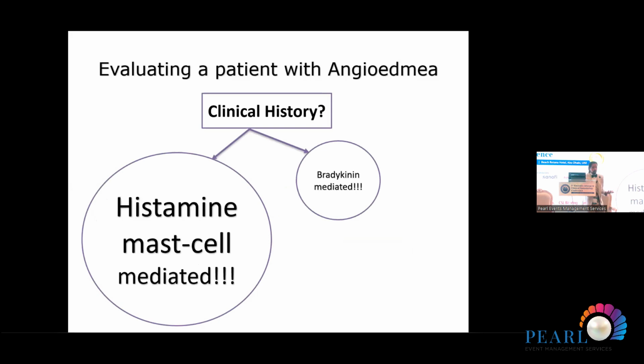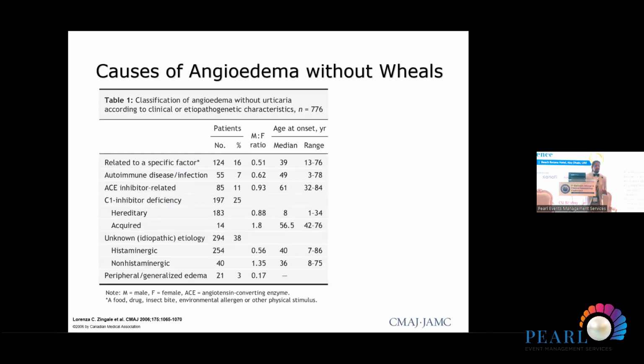As we know, the majority of the angioedema that comes to our clinics is histamine or mast cell mediated angioedema. The bradykinin-mediated angioedema is quite rare. This is one of the lovely Italian studies early on, in 2006, I think it was 7. Out of their patients with isolated angioedema, almost 40% were purely histaminergic. So you can see the histaminergic is a common one.